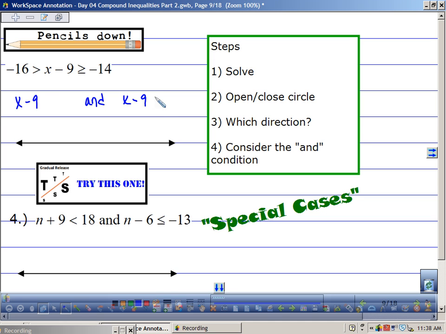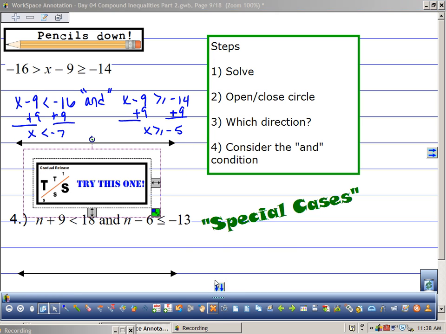I've got x minus 9 is greater than or equal to negative 14, and x minus 9 what? Is less than what? Negative 16. Two different scenarios. So when I add 9 to both sides, I get x is less than what? Negative 7. Over here when I add 9, I get x is greater than or equal to negative 5.